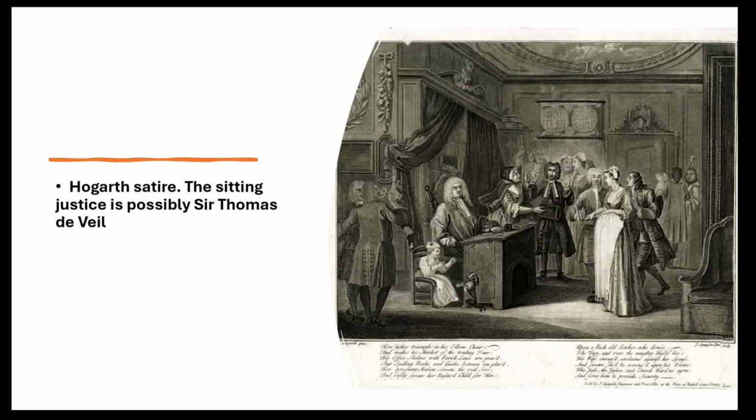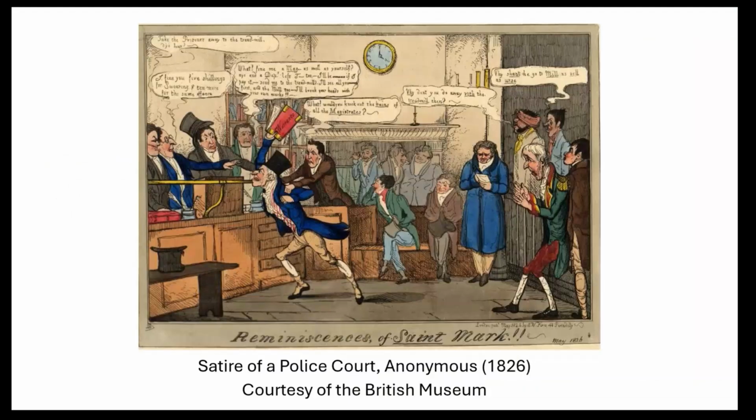To use the most famous example, Bow Street Magistrates Court was established in a house, that of Magistrate Thomas de Veil, in 1741. A police station was established in 1829, and then a purpose-built court and station completed in 1881.